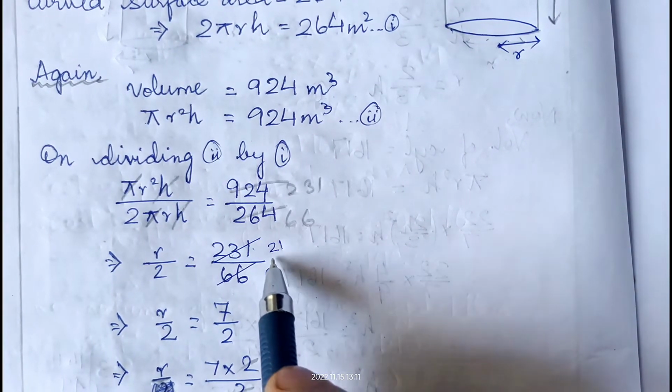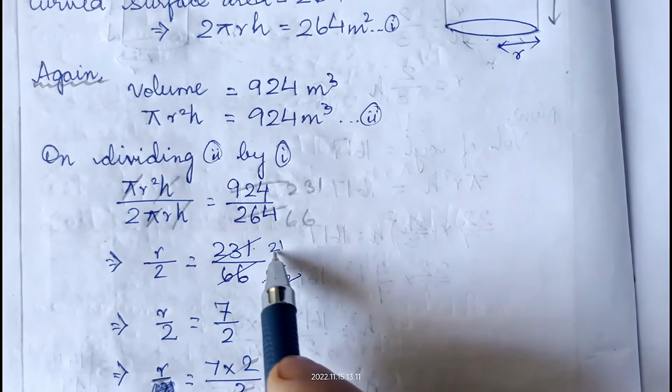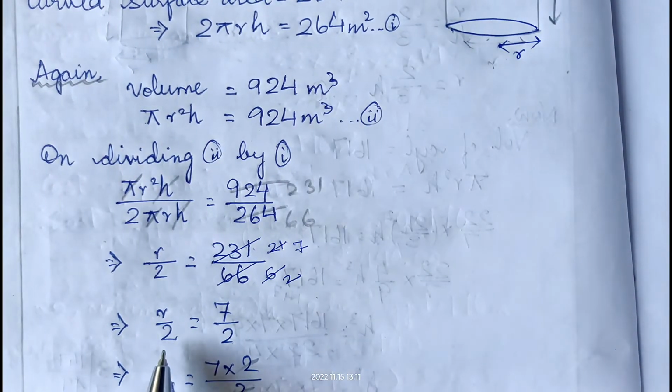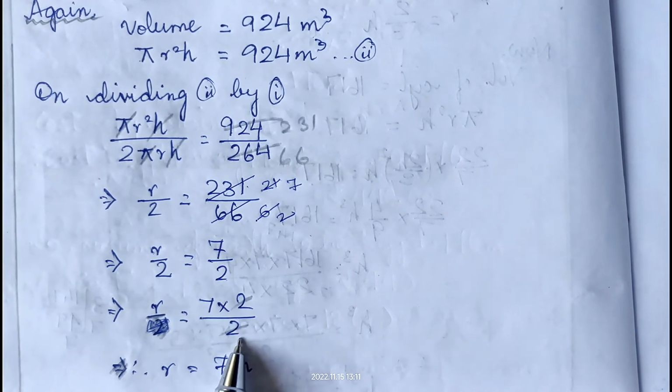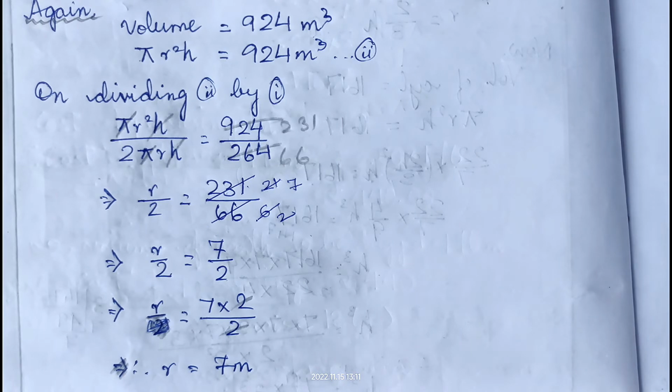21 by 6. Again if I cancel by 3, 3 2s are 6, 3 7s are 21. So we got r by 2 equal to 7 by 2. So r equal to 7 by 2 into 2, 2 and 2 can be cancelled. So radius equal to 7 meter.